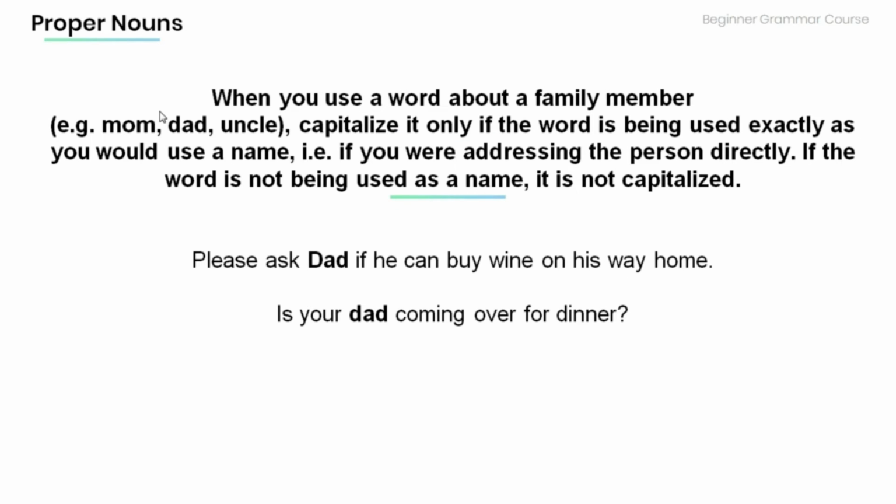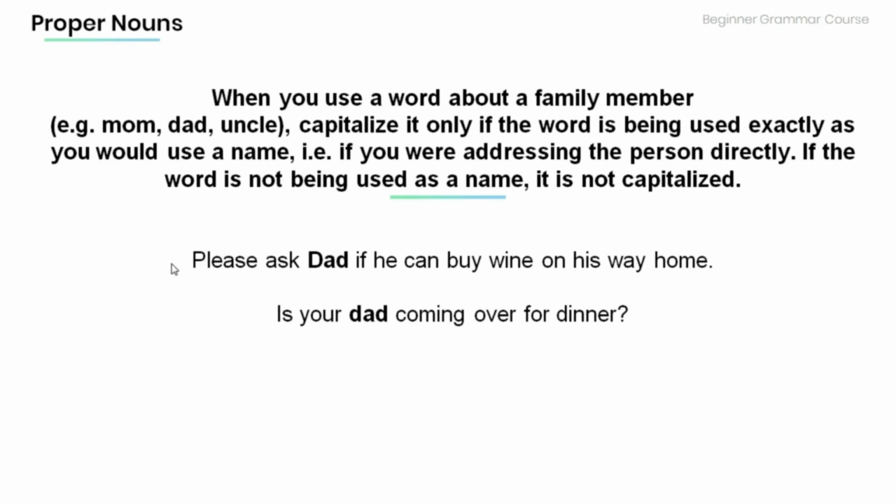Now, when you use a word about a family member, for example, mom, dad, uncle, capitalize it only if the word is being used exactly as you would use a name. In other words, if you were addressing the person directly. If the word is not being used as a name, it's not capitalized.